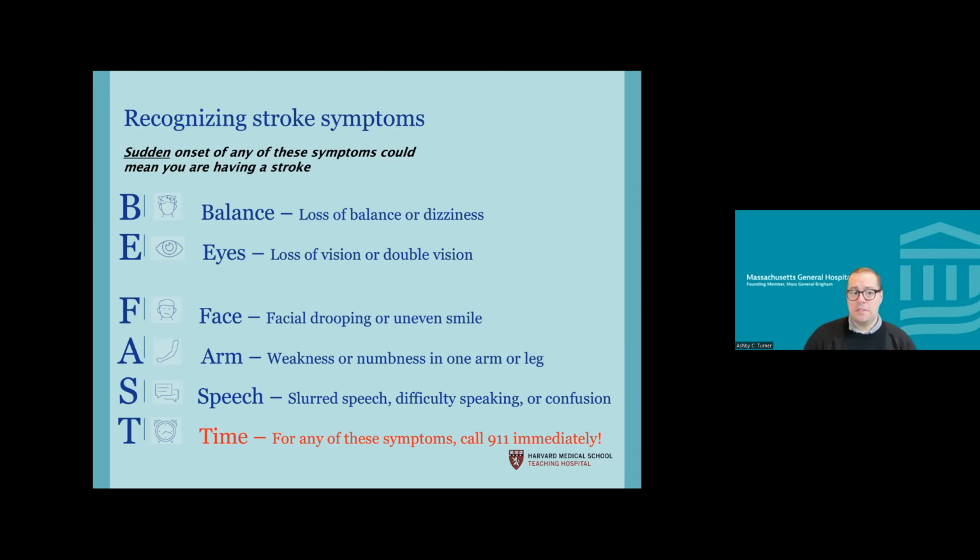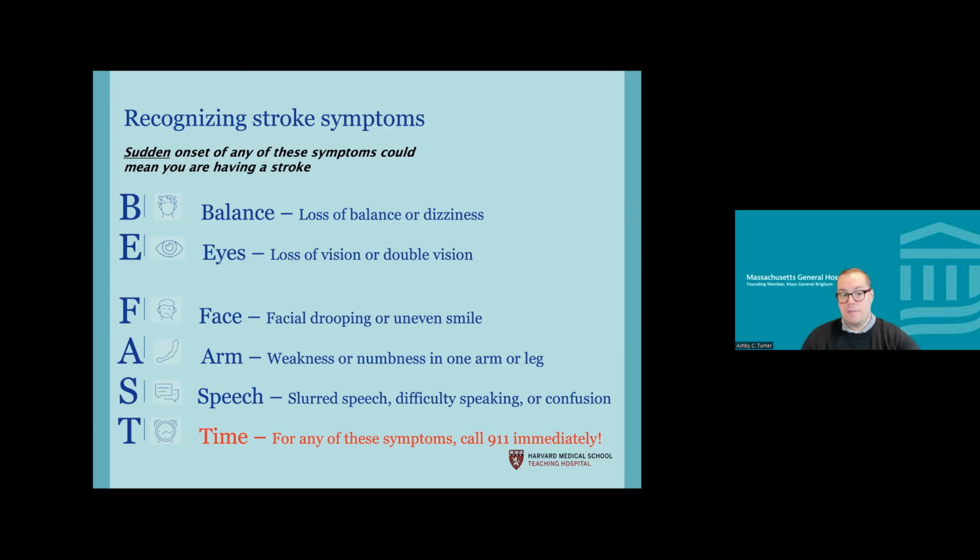The F, and this is the FAST acronym, is the same as what it has been for decades. So you're perhaps more familiar with this portion of the acronym. But the F stands for face, which is facial drooping or uneven smile. So one side of the face, often involving the mouth, but it could involve the eye a little bit, would be droopy.